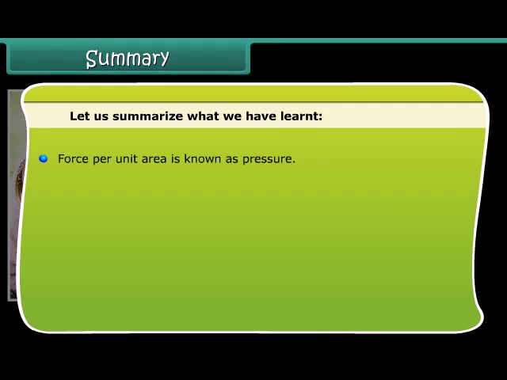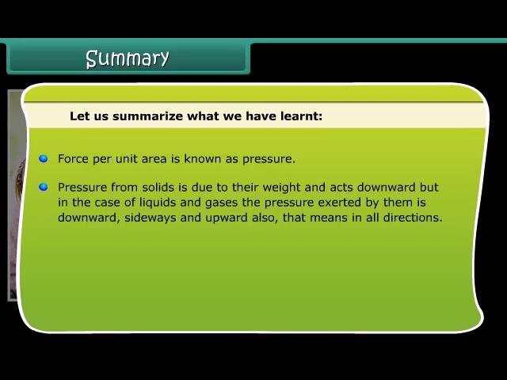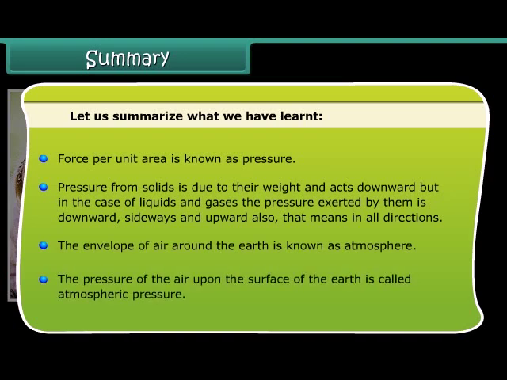Force per unit area is known as pressure. Pressure from solids is due to their weight and acts downward, but in the case of liquids and gases, the pressure exerted by them is downward, sideways and upward also, that means in all directions. The envelope of air around the earth is known as the atmosphere. The pressure of the air upon the surface of the earth is called atmospheric pressure.